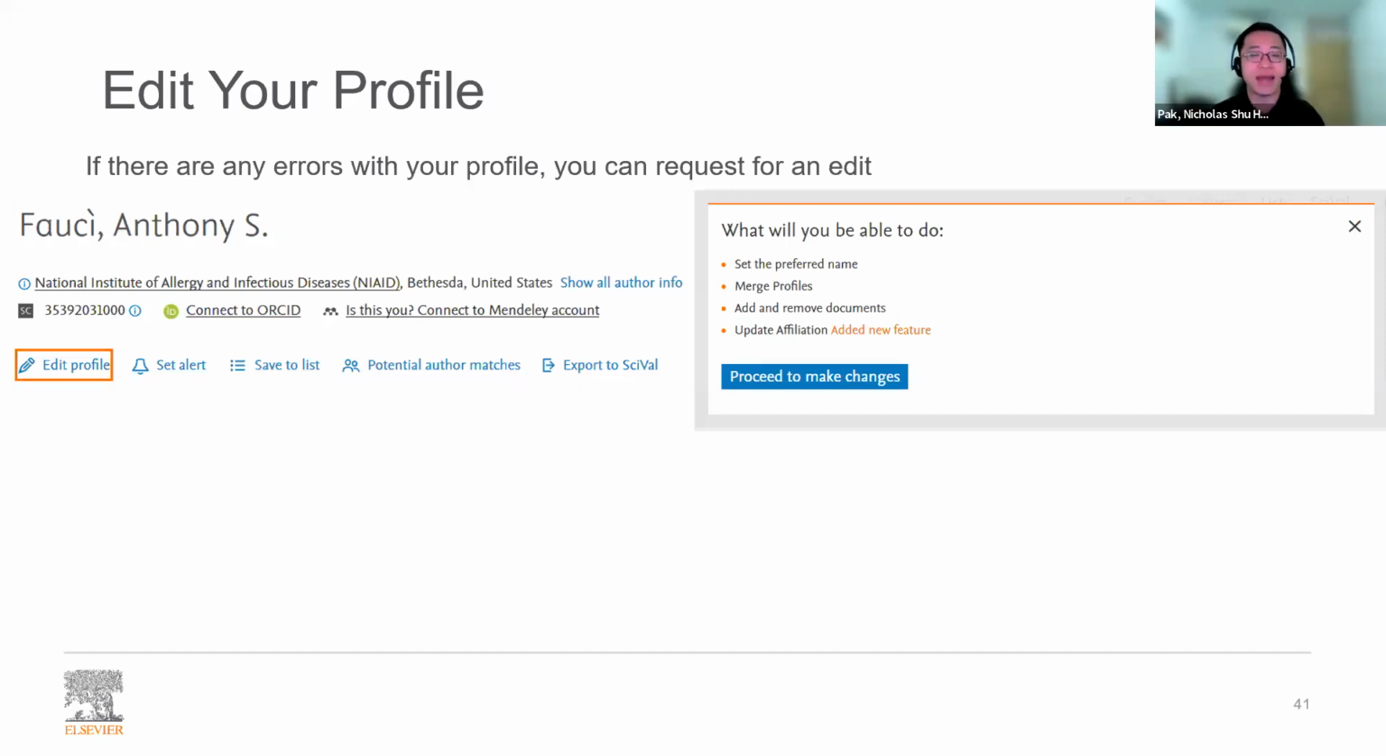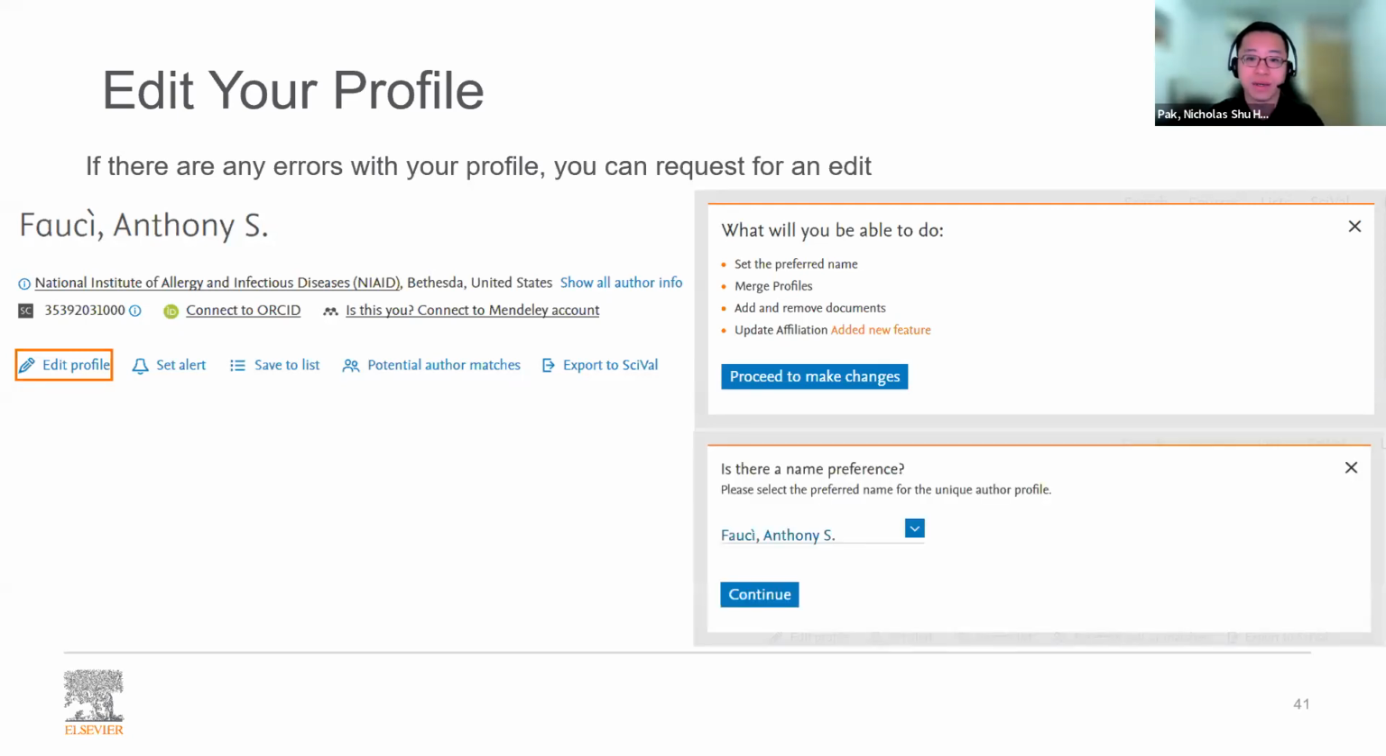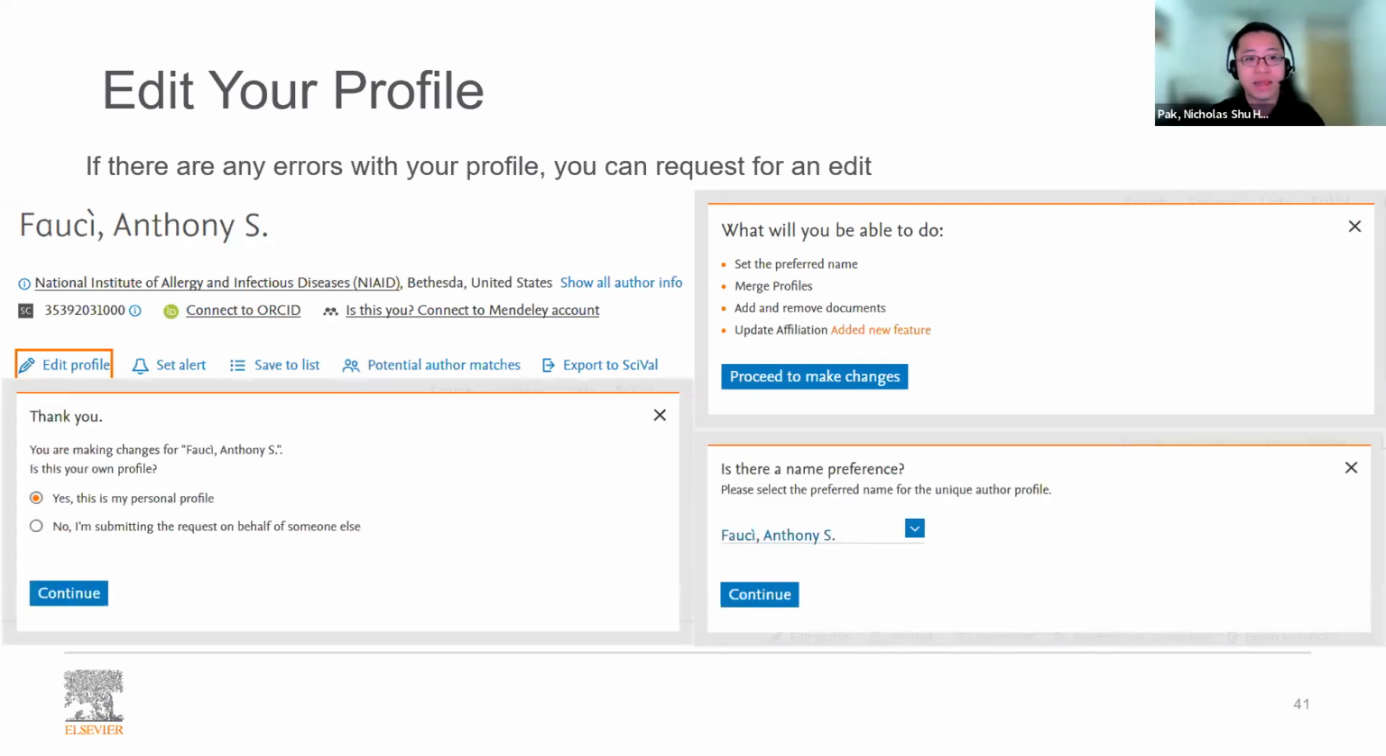You may want to add and remove documents. And sometimes you can also update your affiliations, right? Like what Siobhan showcased and highlighted earlier, when you move from one institution to the other, but your latest published work was from the previous institution, you may want to update the affiliation to showcase yourself and the recency better. So set your name preference, and then you can make changes accordingly, and it will be reflected.